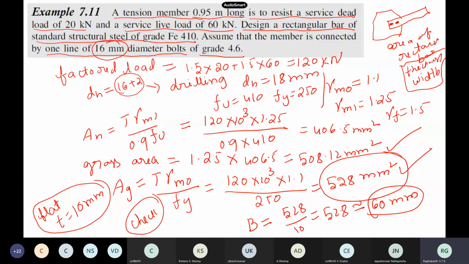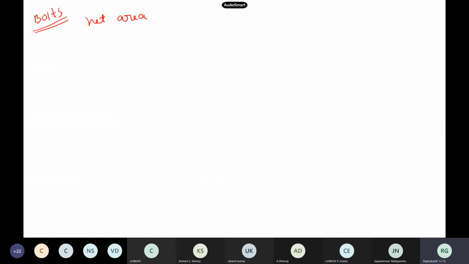Okay. So now the bolts have to be found out. So bolts, how net area provided, say. Because in the problem it has already been given that you have to provide only one line of 16 mm diameter bolt. So it should be only one line like this only. So now we do the net area. What one line means, net area AN will be, you see, there is no staggered bolting or anything. So your things are easy.